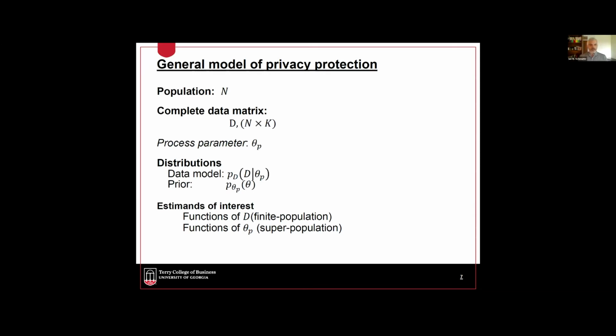And so in general, there are two estimands of interest. One would be functions of the data themselves. These would be finite population estimands. So that would be something like, we need to know the total number of individuals in each state for the purposes of congressional apportionment. But we might also be interested in learning functions of the superpopulation, so functions of the process parameter.